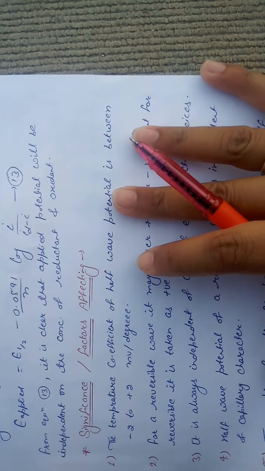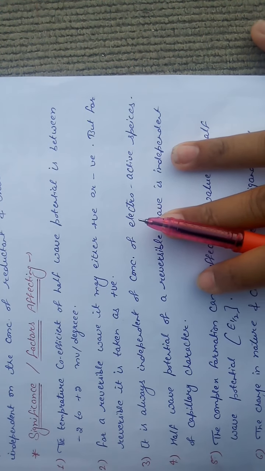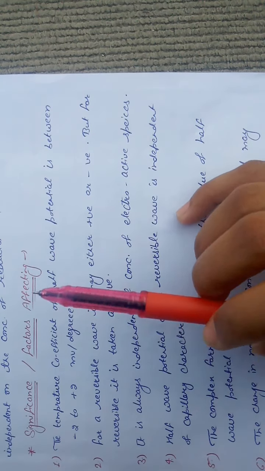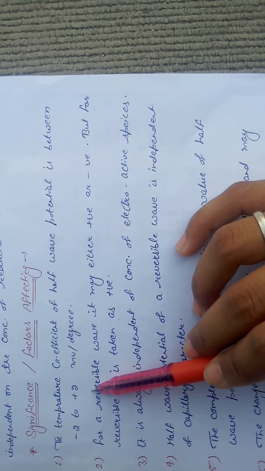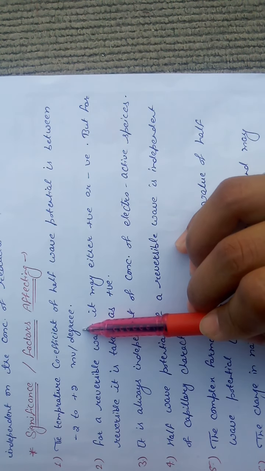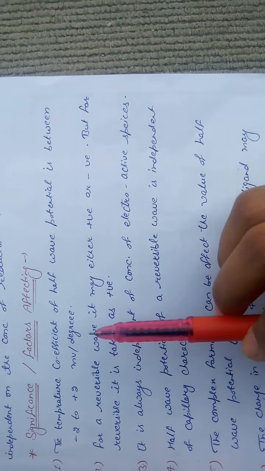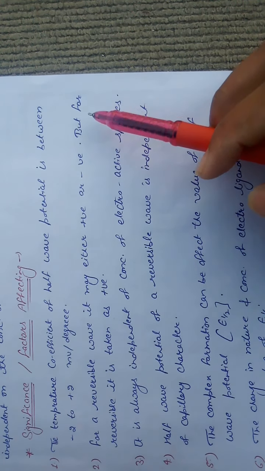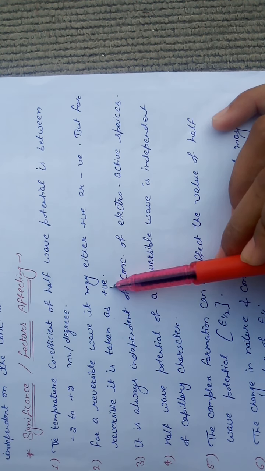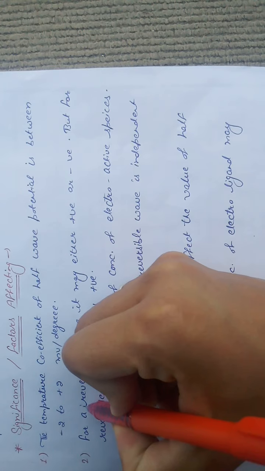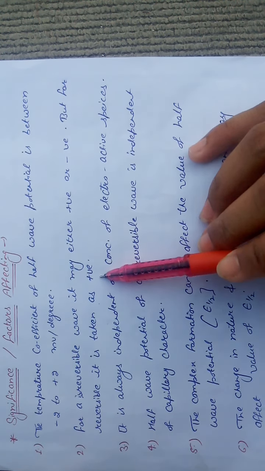After this, last one is significance or factors affecting the half wave potential. The factors which will affect the half wave potential can be observed here. First one is the temperature constant of half wave potential is between -2 to +2 millivolt per degree. Second one is, for irreversible wave it may be either positive or negative, but for reversible it is taken as positive.